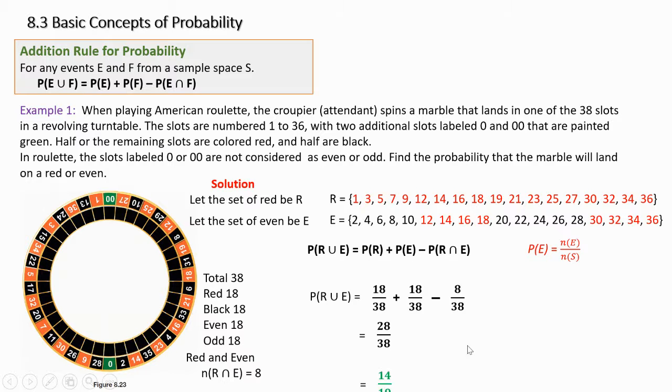So then we do the operations. It's going to be 28 over 38, because 18 minus 8 is 10, and 10 plus 18 is 28. So 28 over 38 is my answer, and then we reduce it to 14 over 19. So that's my answer, guys.